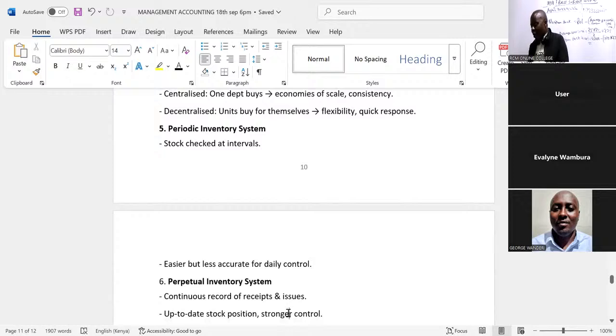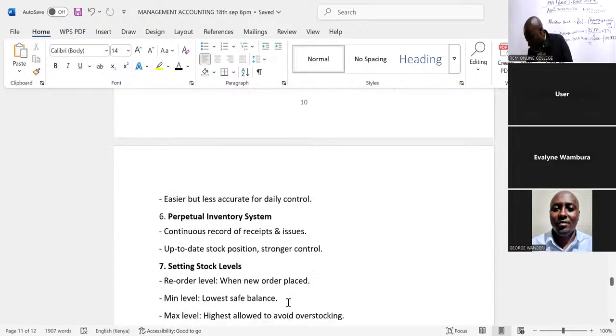And then we have what we call a continuous or perpetual inventory system. So a continuous record of receipts and what here? Issues. So anytime we receive goods, we record. Anytime we issue, we record. So then it means that you will be able to have up-to-date information, up-to-date stock levels. So an up-to-date stock position, which leads to stronger control.